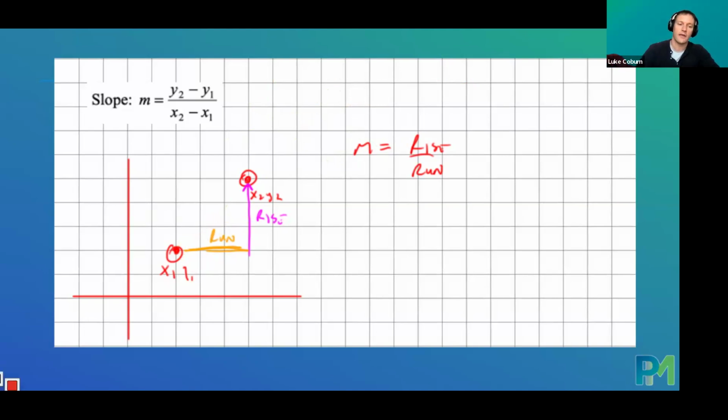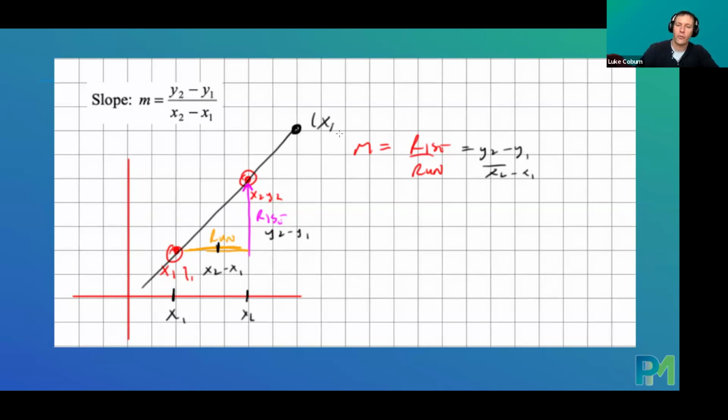Now what we're going to say is that this is x1 and x2. The run is actually x2 minus x1. The rise is actually y2 minus y1. So that's y2 minus y1 over x2 minus x1. And saying x1, y1 means we're fixing the point, and saying x2, y2 means we're fixing the point. So these are fixed points.